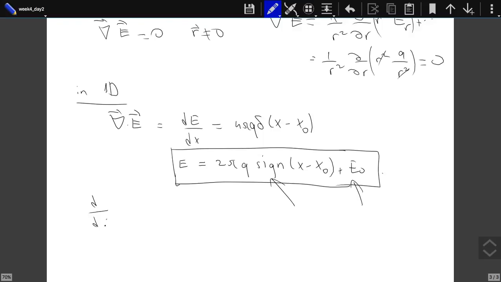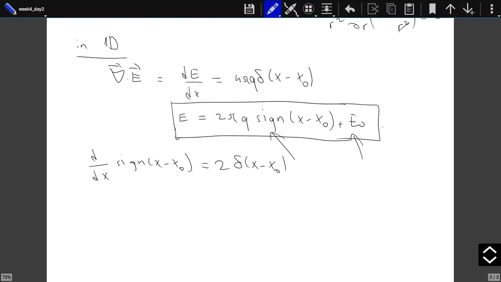So of course this assumes that d by dx of sign of x minus x0 is equal to twice Dirac delta of x minus x0. Why the 2? Well, let's look at sign of x. You remember the step function, right? So sign of x, how do we define it? What's the definition of sign of x? You haven't heard of the sign function? It just gives the sign, whether positive or negative.